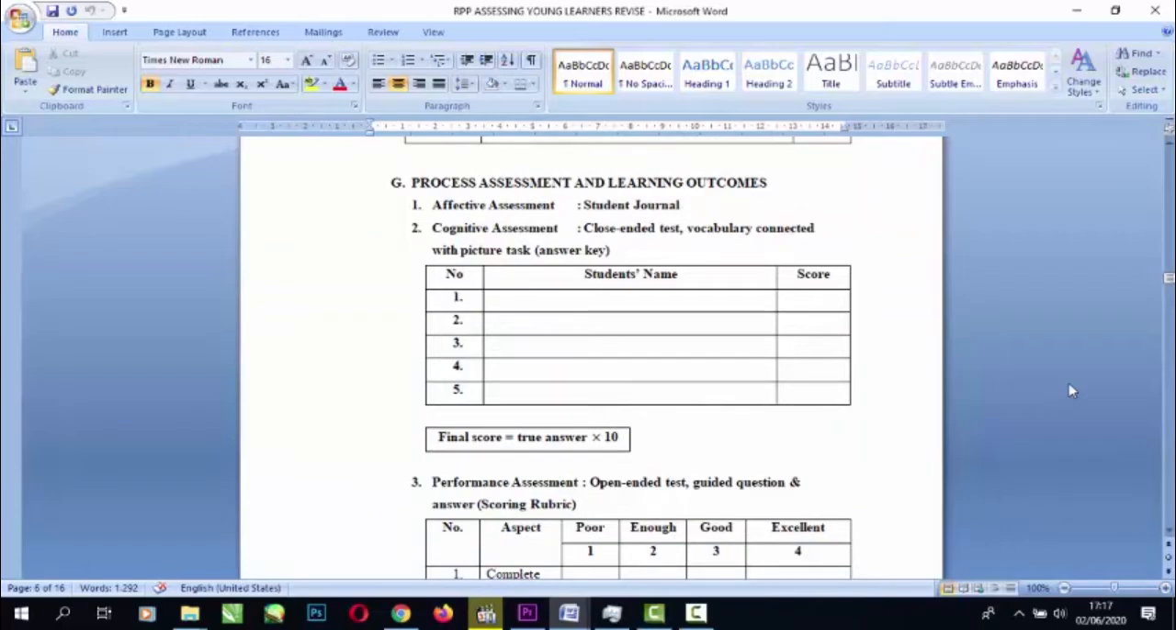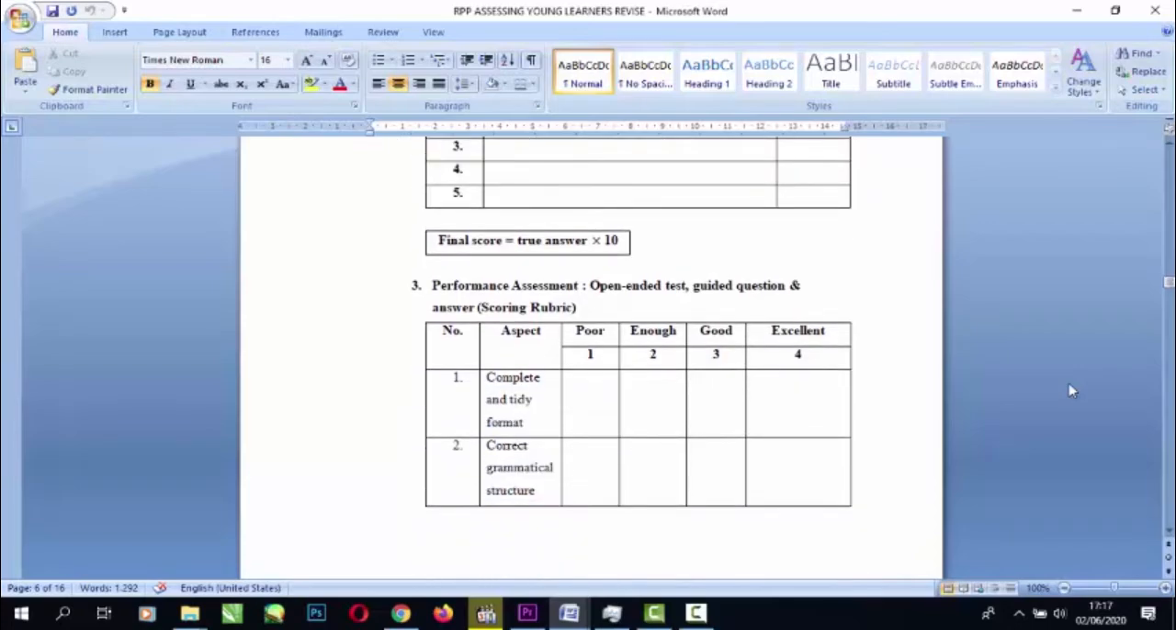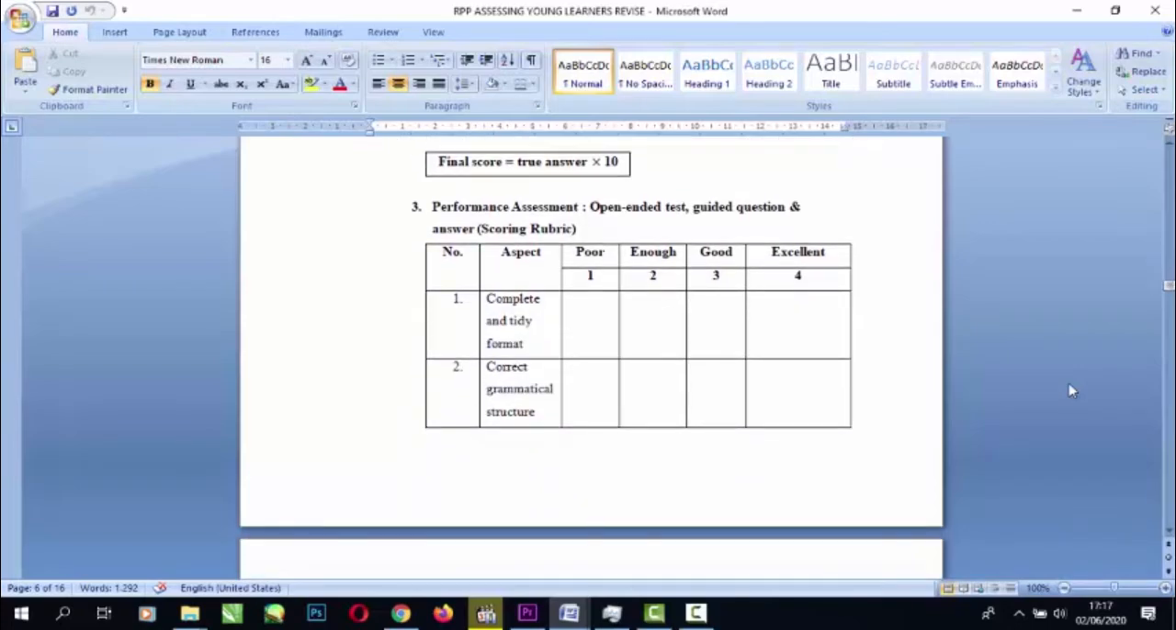Okay, for the next, there's process assessment and learning outcomes. So the first one, there is affective assessment. There's student journal and cognitive assessment, that is close-ended test, vocabulary connected with picture test or answer key. So this is our scoring procedure.